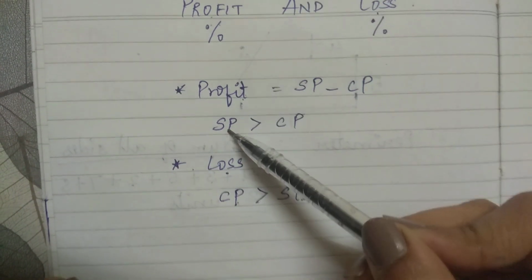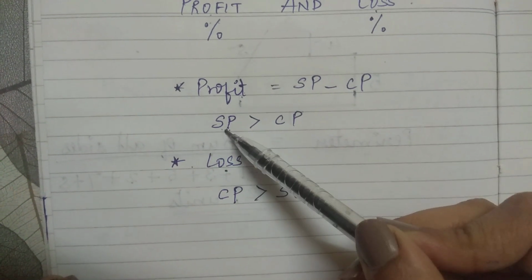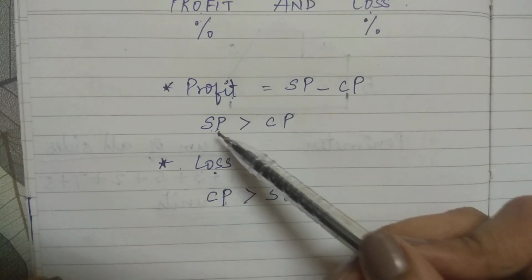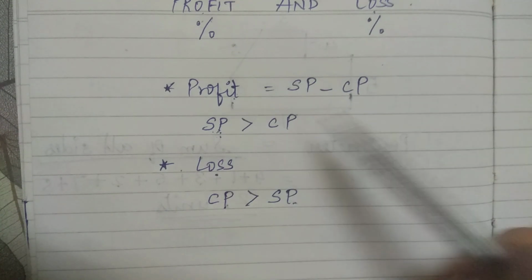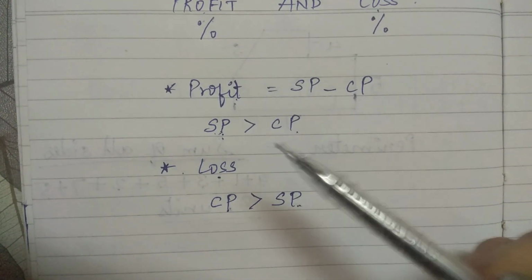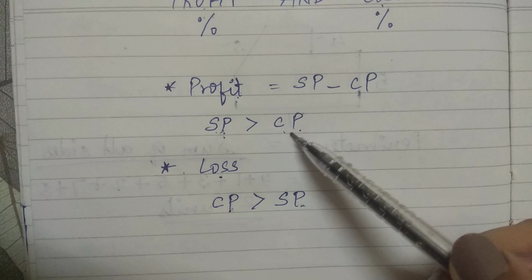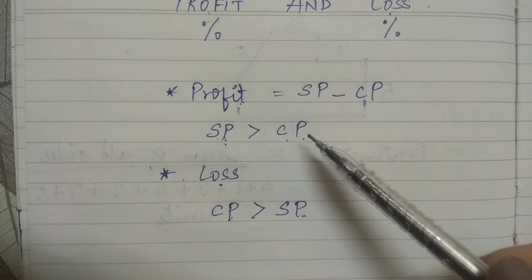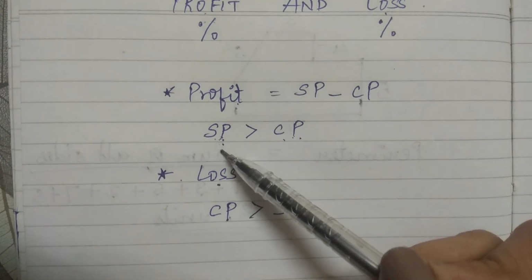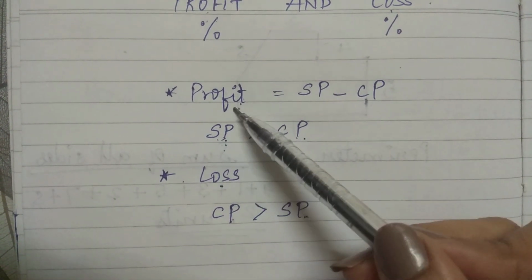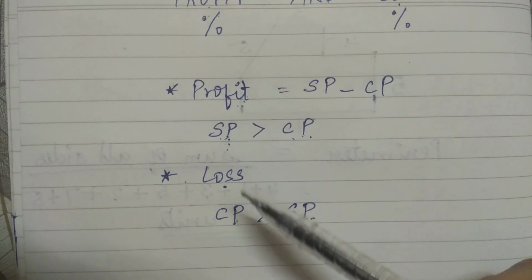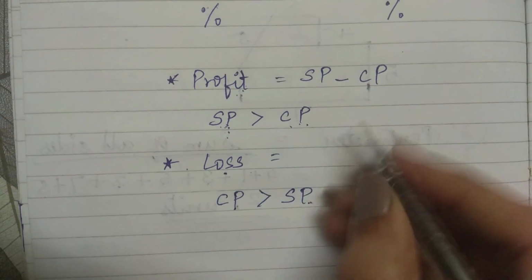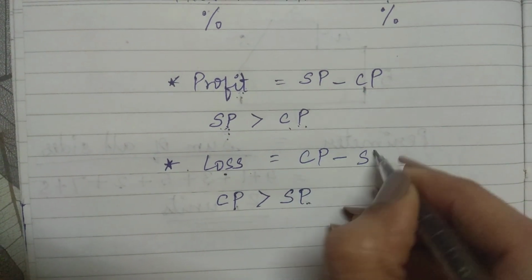And here we are receiving more. Selling price means when we are selling and we are getting the amount from the customer. So that's when we receive more compared to the cost price. Cost price means the price which we pay during the purchase of the article. So we are giving less and we are receiving more. That's when we incur a profit, and opposite to it is a loss. So if cost price is greater, the formula will be cost price minus selling price.